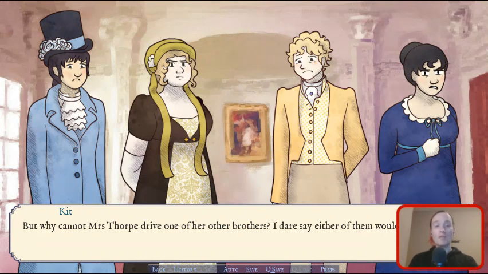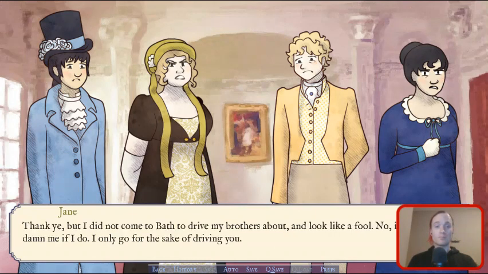But why cannot Mrs. Thorpe drive one of her other brothers? I dare say either of them would like to go. Thank ye, but I did not come to Bath to drive my brothers about and look like a fool. No, if you do not go, damn me if I do. I only go for the sake of driving you.